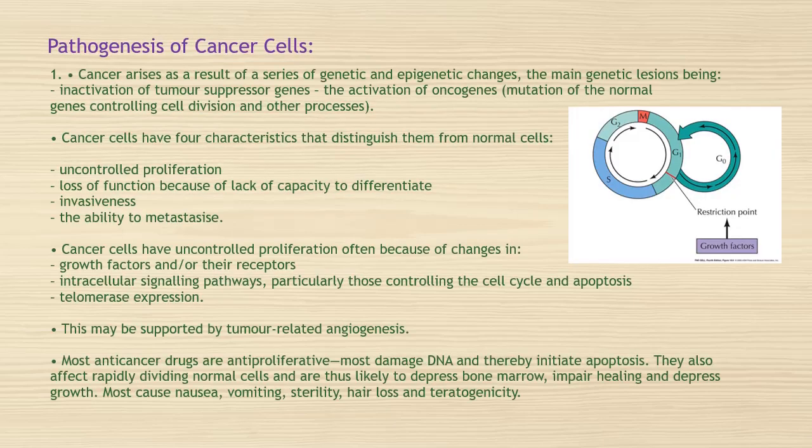Okay, now let's start with the pathogenesis of cancer cells. Now, what is cancer? Cancer is a disease in which there is uncontrolled multiplication and spread within the body of abnormal forms of the body's own cells. It is one of the major causes of death in the developed nations.